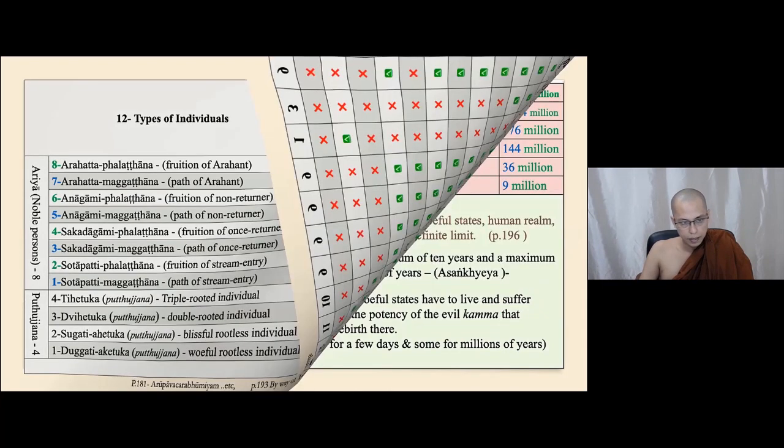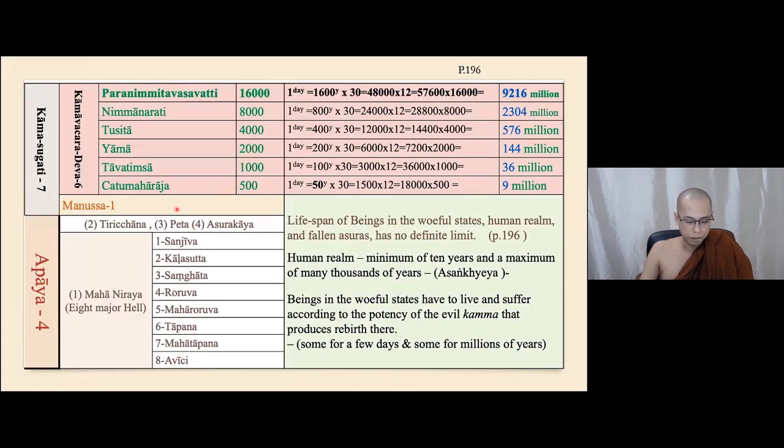Okay, then let's see about the lifespan. Lifespan is not difficult, just to read. So here are the names of the great hells. The great hells are not mentioned here, because the lifespan of beings in the woeful state, human realms, and fallen asuras has no definite limit. But sometimes the maximum number of years in the hell is mentioned in the commentary.